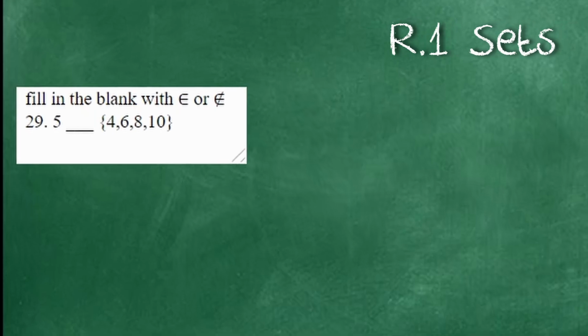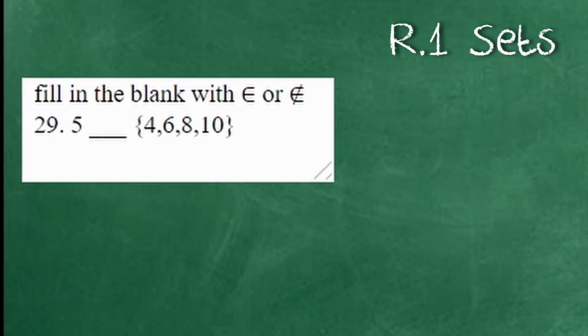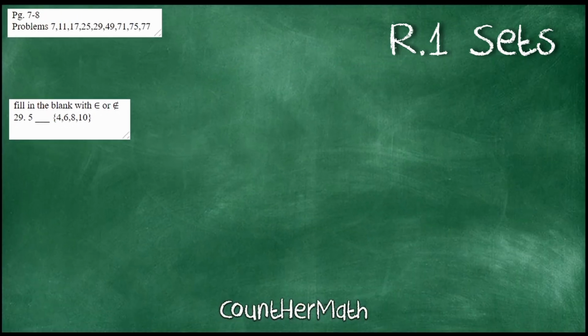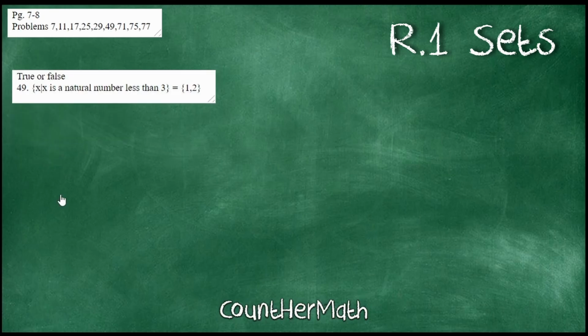Our next question is question 29, and it says fill in the blank with "is an element of" or "is not an element of" symbol. We have 5, blank, set {4, 6, 8, 10}. Is 5 an element of or is 5 not an element of this set? There is no 5 in 4, 6, 8, 10, so 5 is not an element of the set.